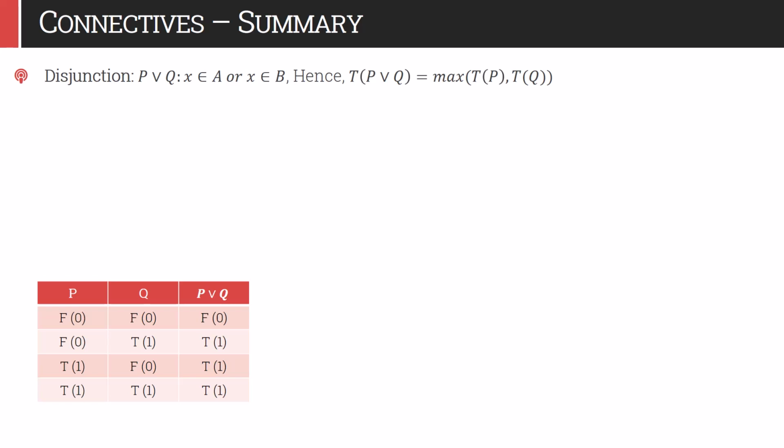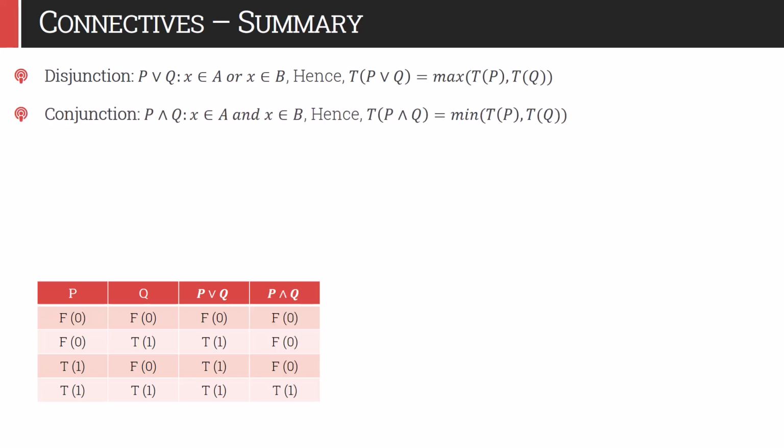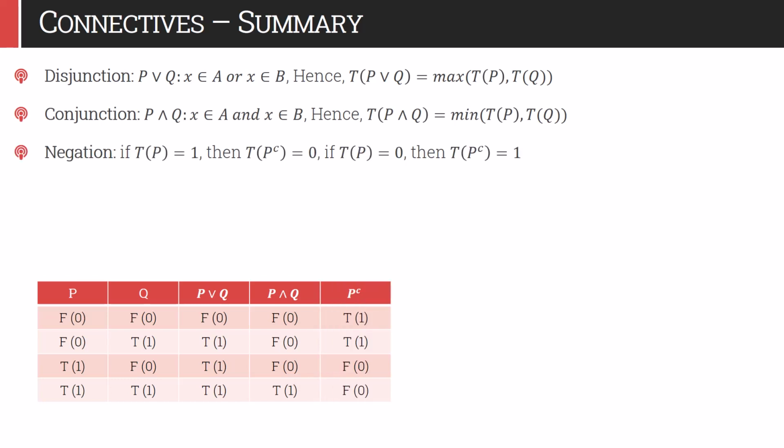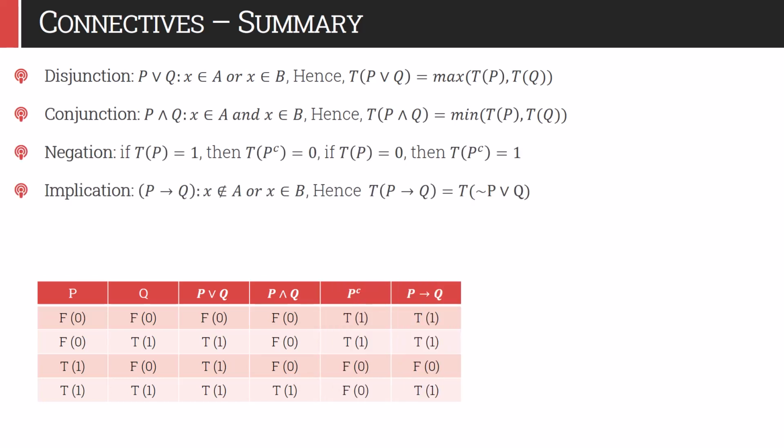Right? So disjunction says that if x belongs to A or x belongs to B, and hence T of P disjunction Q would be max of T of P or T of Q. Conjunction says that it should be minimum of T of P and T of Q. Negation says that it should be just complemented.